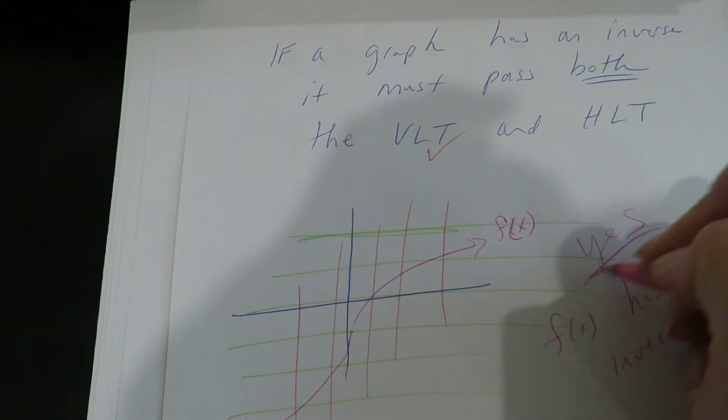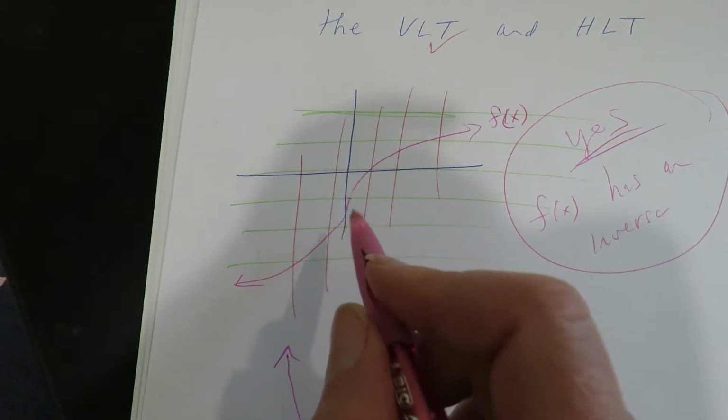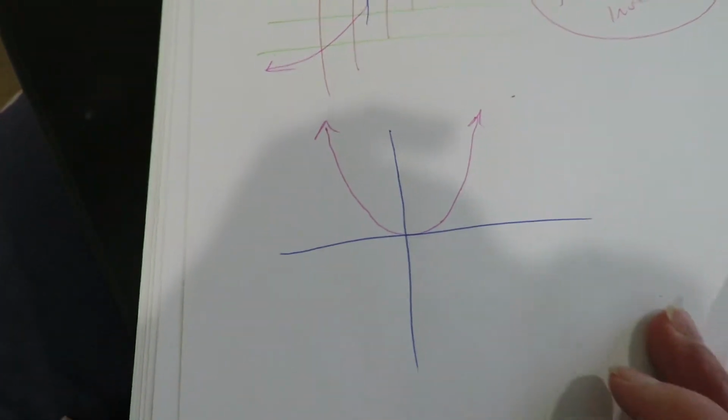So yes, this particular guy has an inverse. It passes both of the tests. All right, now let's look at this guy.